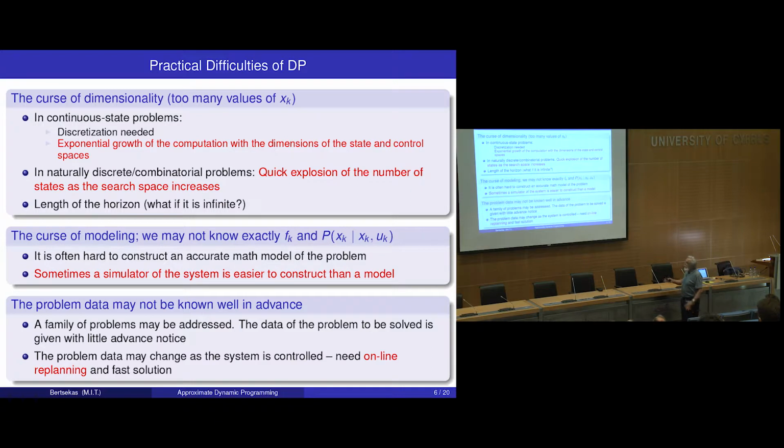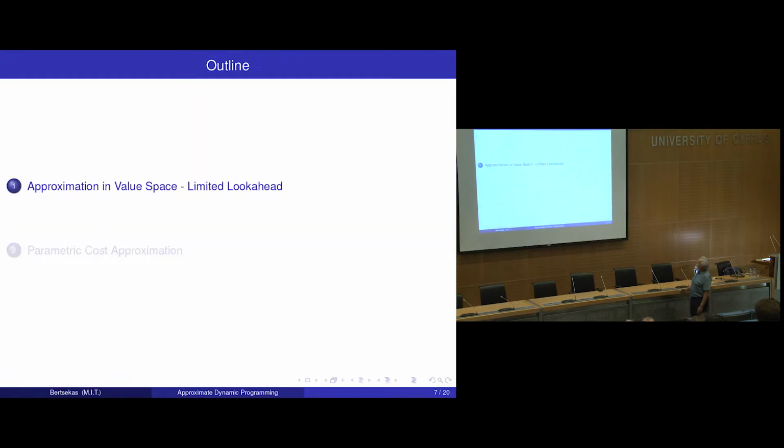Moreover, you may start with a given problem, and the problem data may change as the system is controlled. Like, for example, the truck driver that goes around to serve the service points, there may be some new service points that pop up at different places as he's driving. So he has to do online replanning, on the go, quite fast. And that creates time constraints which can exacerbate the situation. So these are the three main difficulties that we're faced with.